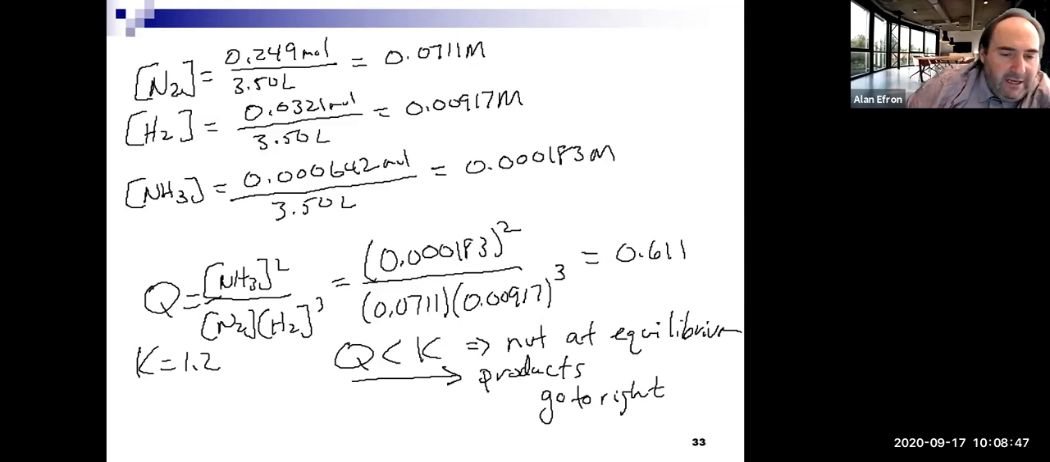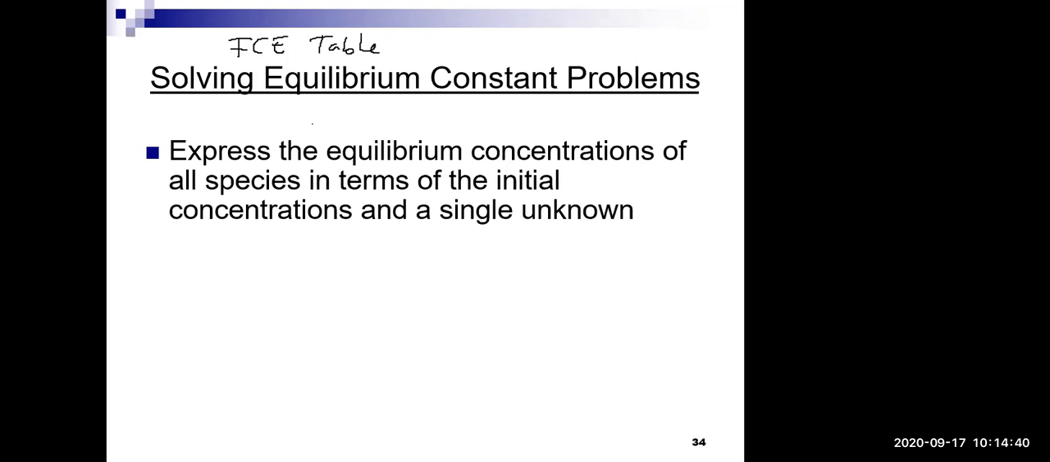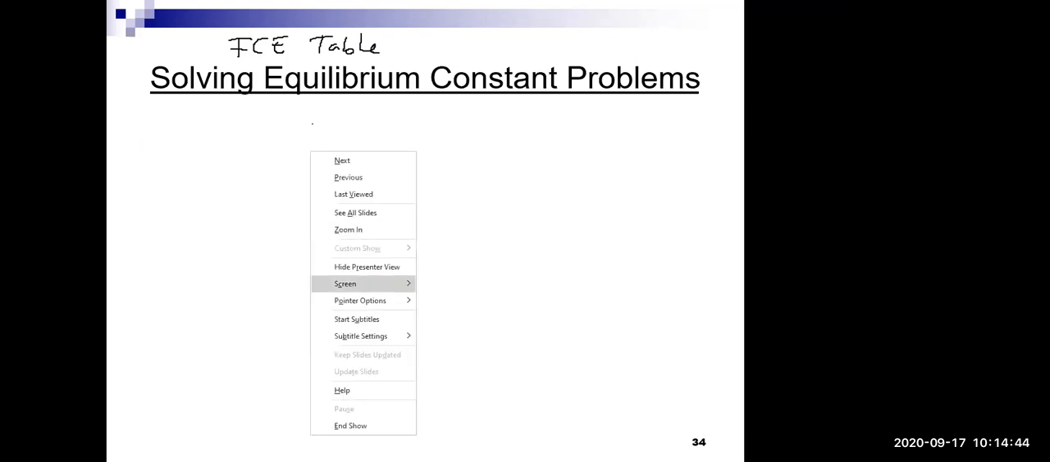Any questions on that there? What I do is basically a table where we have ICE in it.